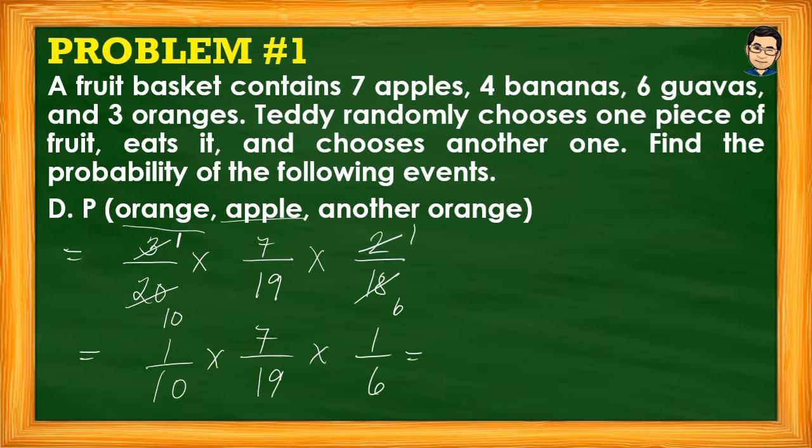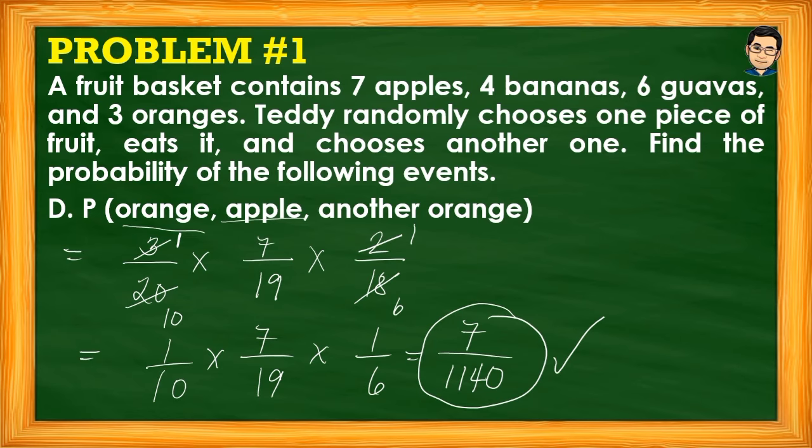So, multiply na lang natin yung mga natira. 1 times 7 times 1, that is 7. 10 times 19 is 190. Times 6, 1,140. So, this will be our final answer. 7 over 1,140.